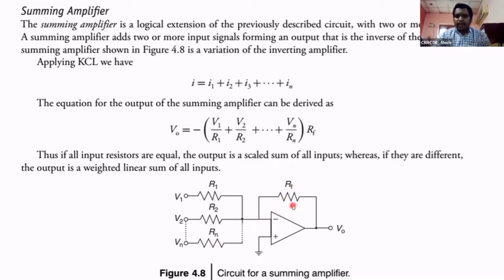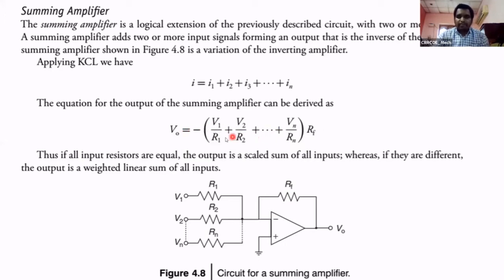Now what is the total current I? That is V0 minus Vs by Rf. Vs is 0, so it is V0 by Rf. Move Rf to the right hand side. Then the equation is: output voltage is equal to minus of V1 by R1 plus V2 by R2 plus so on Vn by Rn, into Rf. So here the output voltage is the summation of all the voltages.